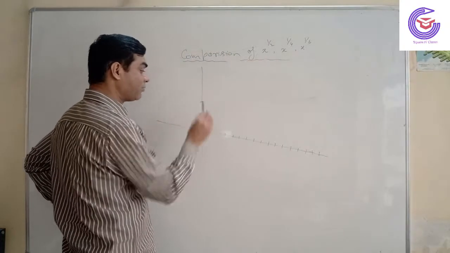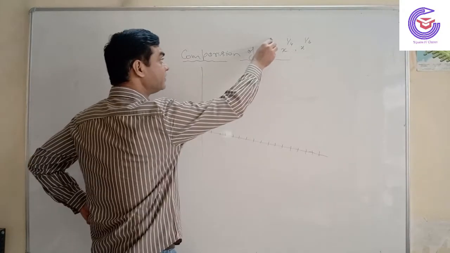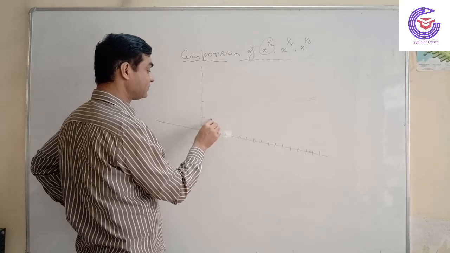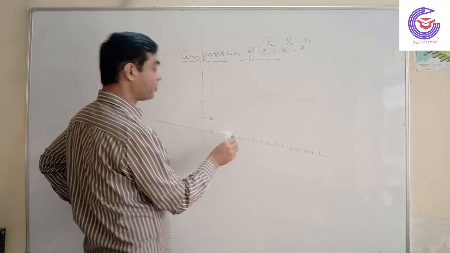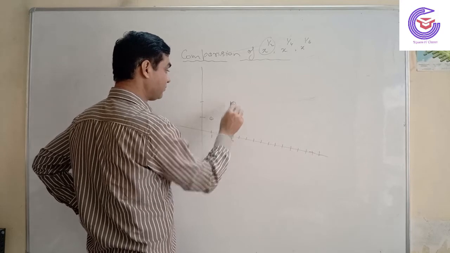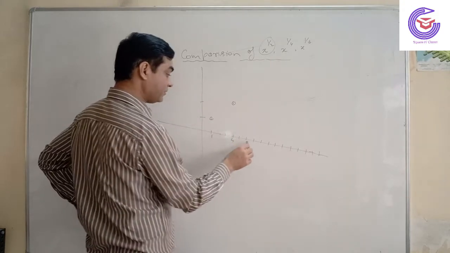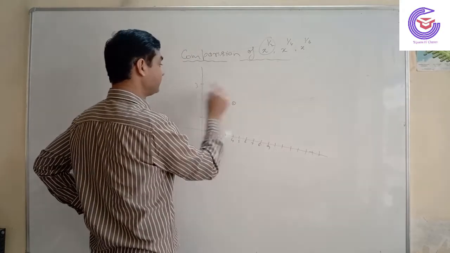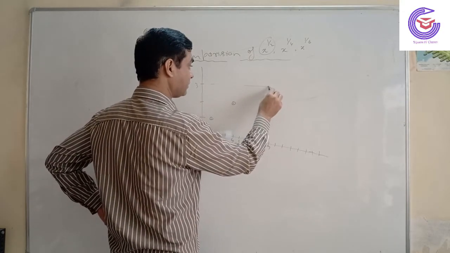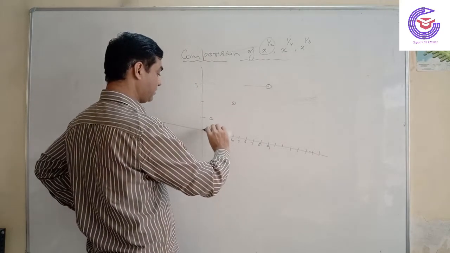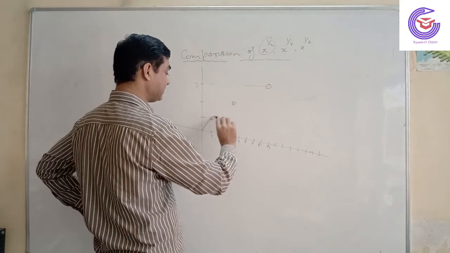So for x root, how will this graph look? For 1 it is 1, for 4 it is 2, and for 9 it is 3. So this graph is going something like this.